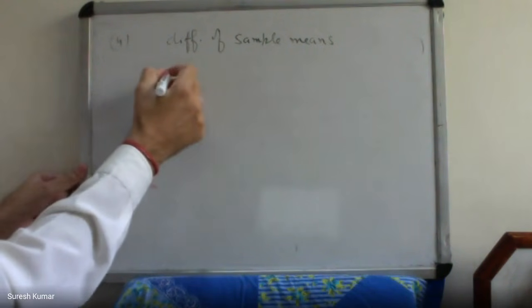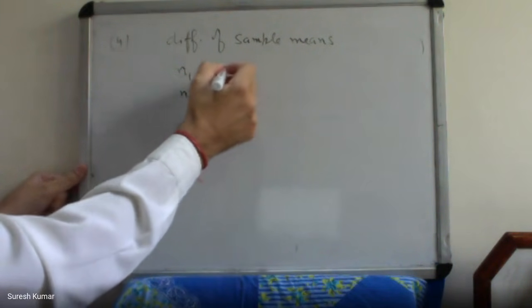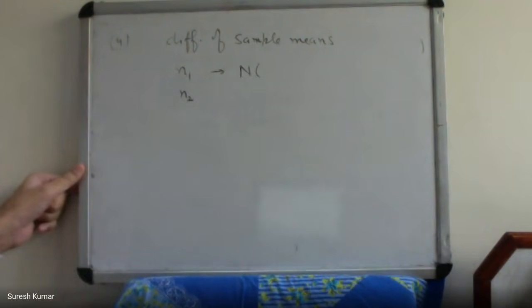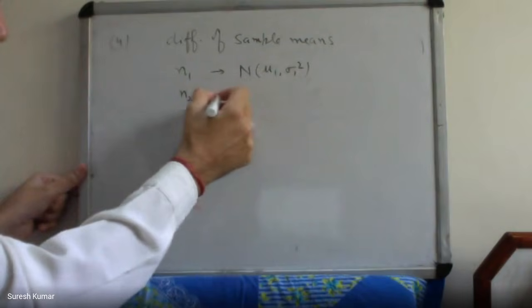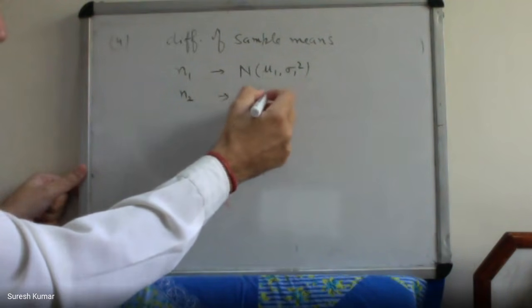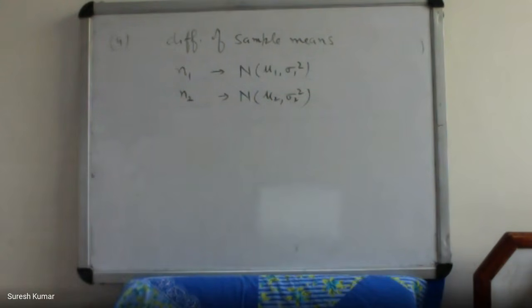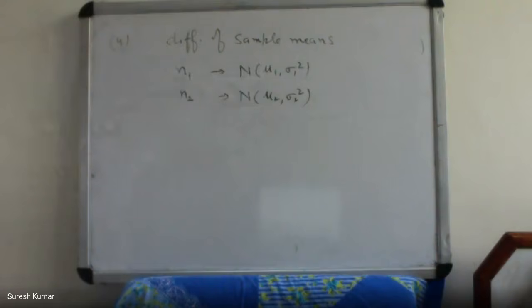Suppose two random samples are taken of size n1 and n2 from two normal populations with mean mu1, variance sigma 1 square, and the second random sample is taken from another normal population with mean mu2 and variance sigma 2 square. Two random samples of sizes n1 and n2 are taken from two normal populations with mean mu1 and variance sigma 1 square, and mean mu2 and variance sigma 2 square respectively.